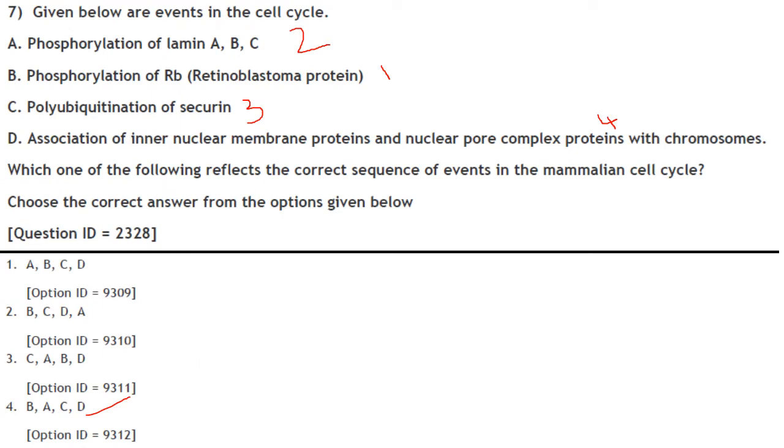Then, given below are events in the cell cycle. Which one of the following reflects the correct sequence of events in the mammalian cell cycle? So the first one to come will be phosphorylation of retinoblastoma protein, B. Then comes phosphorylation of lamin A, B and C. Then it will be polyubiquitination of securin, and then association of inner nuclear membrane protein and nuclear pore complex protein with chromosomes. So the answer will be BACD. It is option 4.